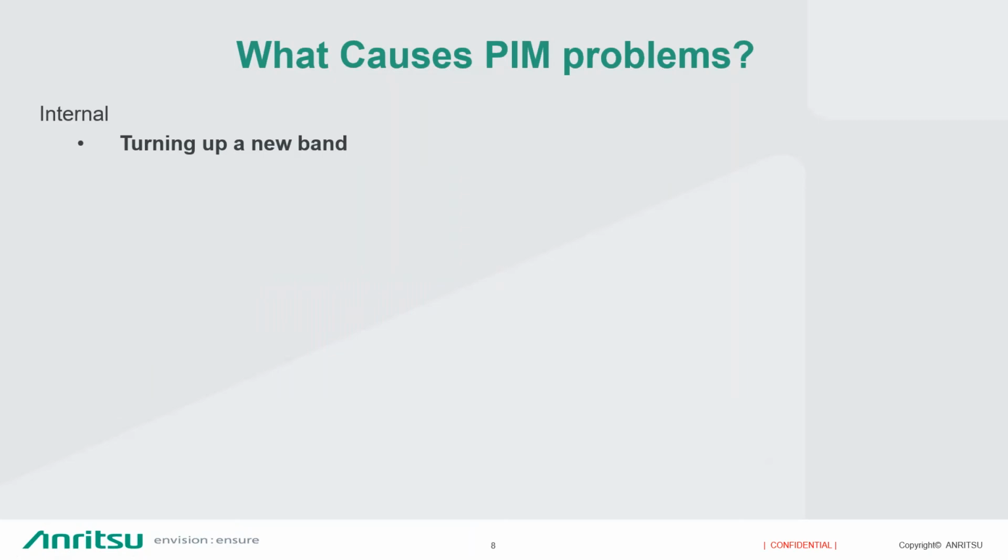So if you look at the practical aspect of what causes PIM problems, there are two classifications. One is internal. One of the things that's internal, that's probably the #1 thing that can cause a PIM problem, is if you turn up a new band in your network. So turning up a new band, you install a new radio, you're installing new cables maybe, and you have another transmitter in a different frequency where you didn't have that transmitter before.